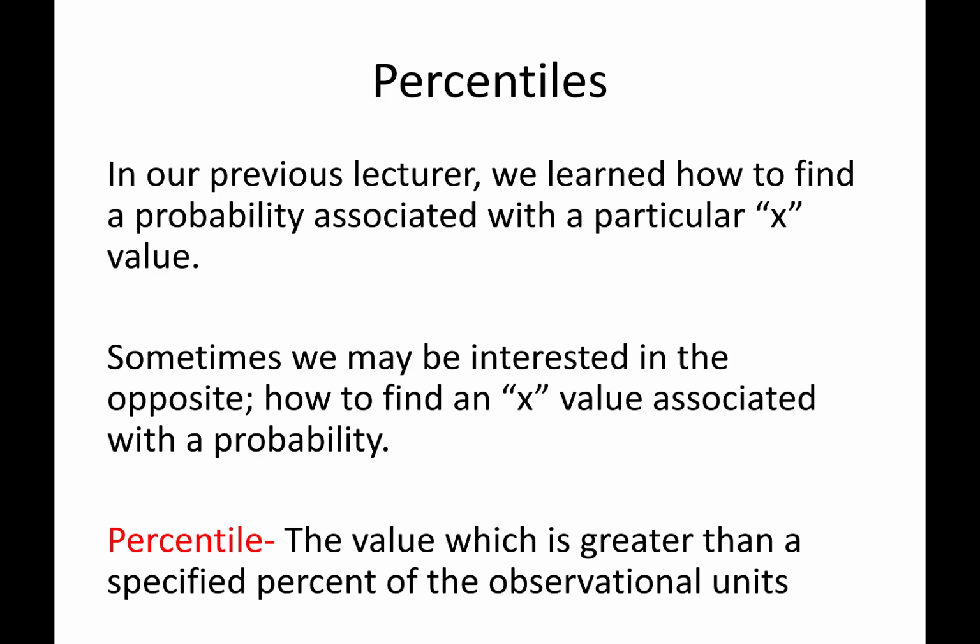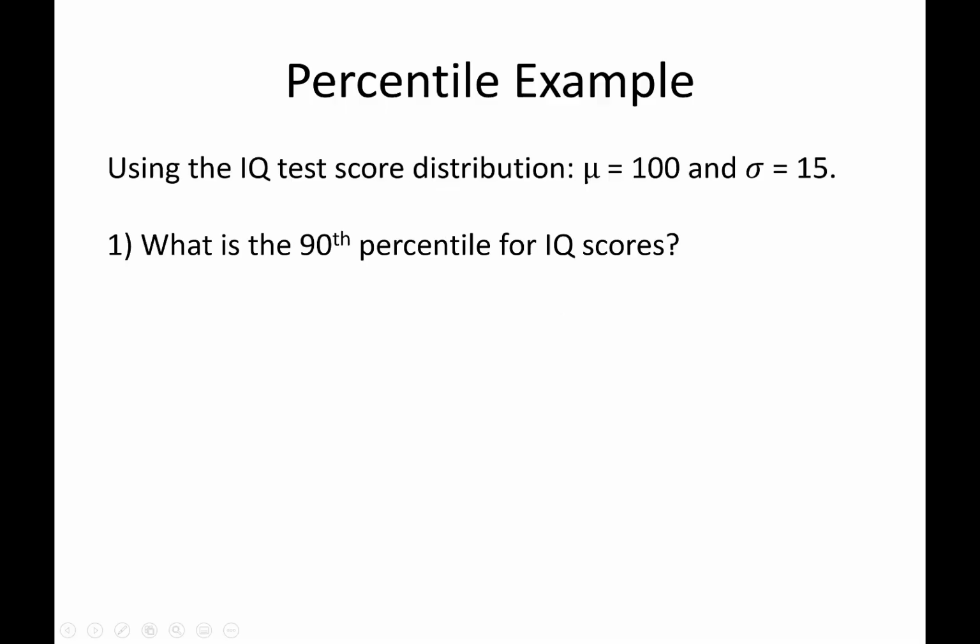Let's look at an example using IQ scores. If we remember, the IQ test score distribution had a mean of 100 and standard deviation of 15. Imagine our goal is to find the 90th percentile for IQ scores. What value does someone or an observation need to be in order to do better than 90% of observations? In order to figure this out, we're going to have to go back to our normal distribution calculator.